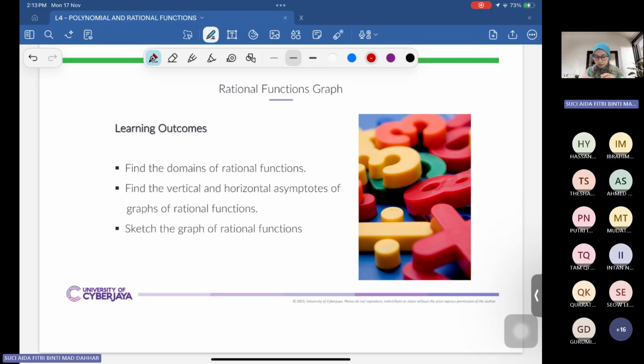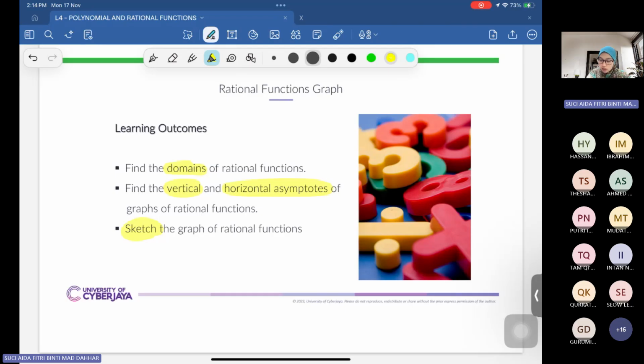Okay, so this is the second part of chapter 4. We have covered everything involving polynomial functions, so today we will do rational functions. For rational functions, we have seen how to find the domain and range. Today we will focus on how to find vertical and horizontal asymptotes, as well as how to sketch rational functions.